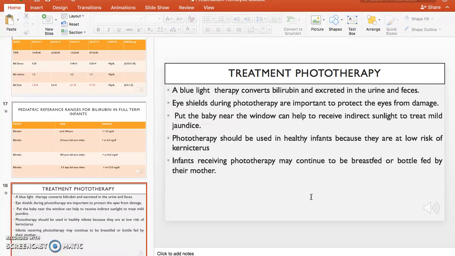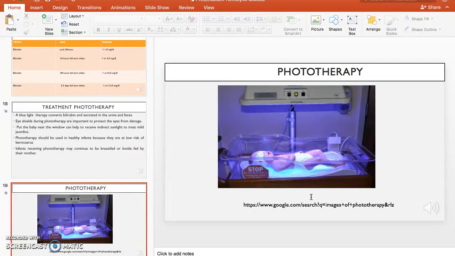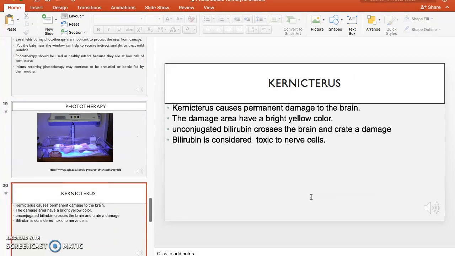Phototherapy should be used in healthy infants. If the baby has another related disease, an infection, or a worse situation, we don't do phototherapy. Infants receiving phototherapy may continue to be breastfed or bottle fed, so we have to keep feeding them, because feeding makes them pass feces and excrete the bilirubin, and it helps us get the baby healthy. This picture indicates phototherapy and how it is given to the baby.